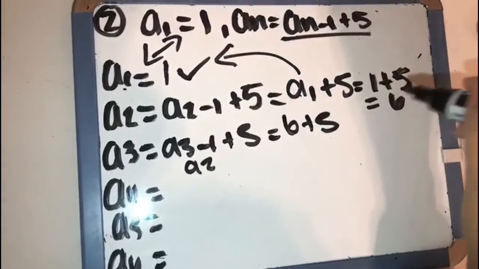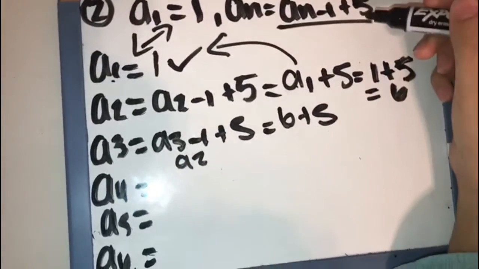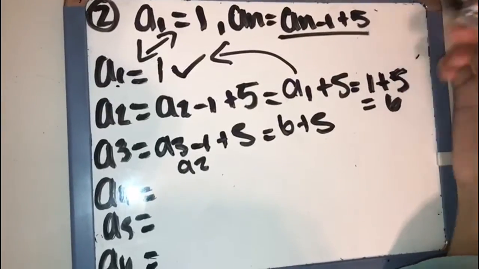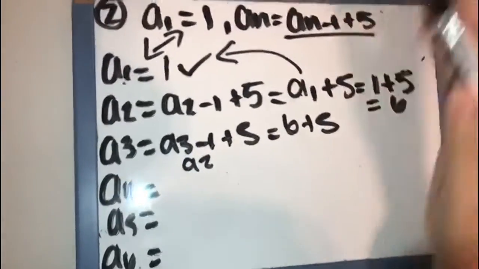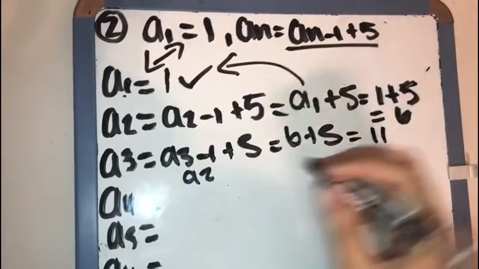6 plus 5. Now listen, 5 is the same because there's no changing 5. You're basically going to be adding 5, right? Because in the problem it says you have to add 5. So it's not going to change 5 at all. It's just going to be the same, okay? So 6 plus 5 equals 11.